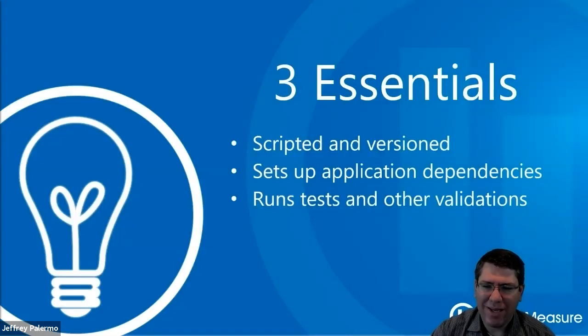We cannot run any cross-application integration tests because we're in a local environment. Those tests can happen in a fully deployed environment, and we'll talk about that next week. So to recap, the three essentials of a private build is that it has to be scripted, has to include dependencies, and has to run tests.